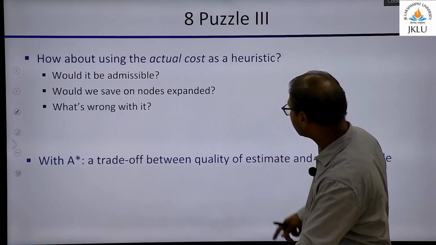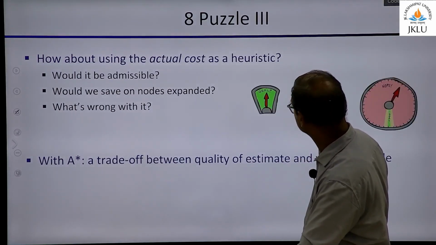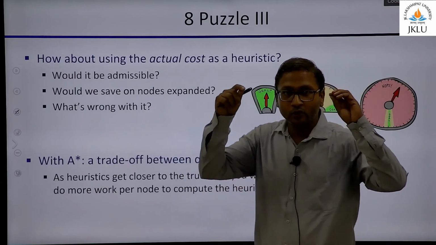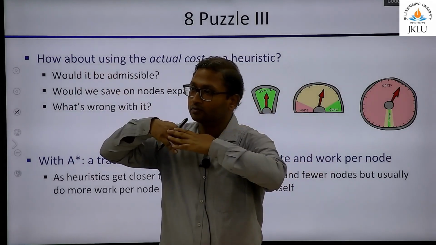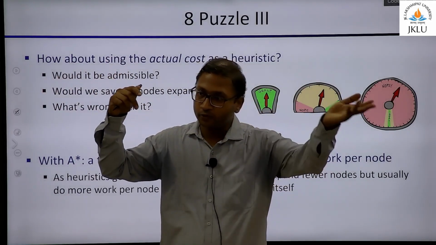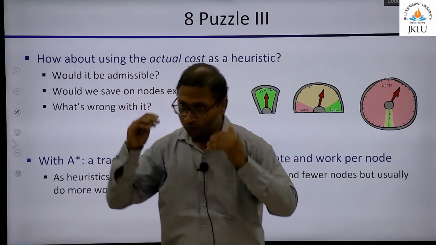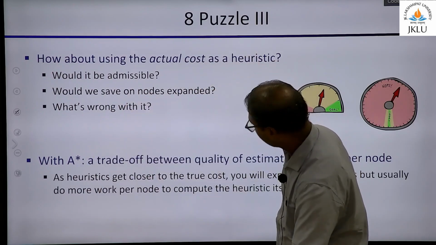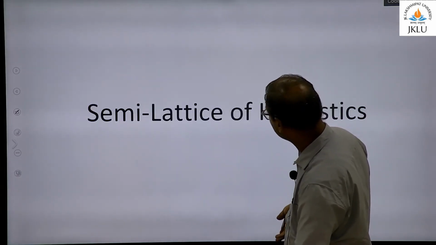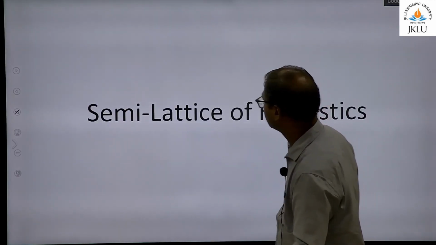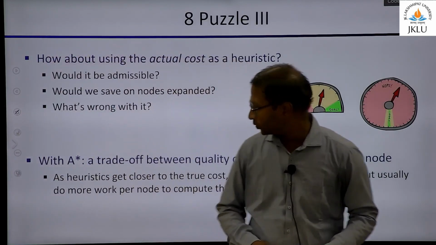So with A star, there is a trade-off between quality of estimate and work per node. If you don't want to put in your energy, you can put H equal to 0 for everything. You are back to UCS, you will be expanding as much as you can. If you start putting in non-trivial admissible heuristics, then you get something meaningful. So I think that's a good point to stop.